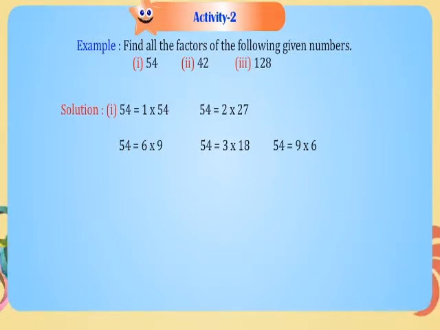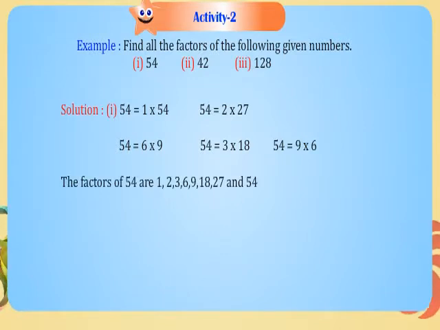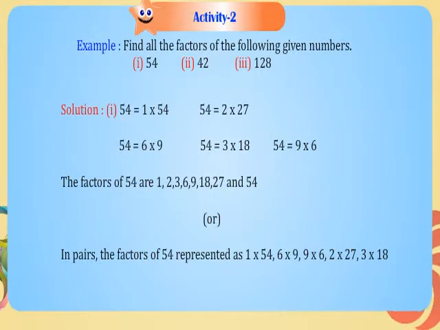54 equals 3 into 18. 54 equals 9 into 6. The factors of 54 are 1, 2, 3, 6, 9, 18, 27 and 54. Or, in pairs, the factors of 54 are represented as 1 into 54, 6 into 9, 9 into 6, 2 into 27, 3 into 18.